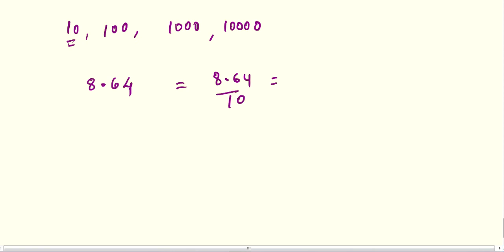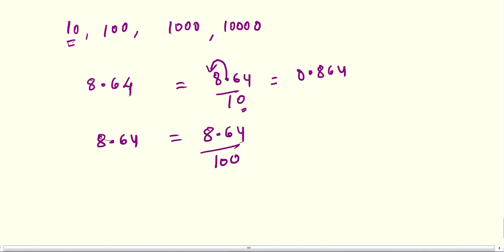We are dividing, so we have to move left side. So 10 is there, means one place only. So you will get 0.864. Then next we have to divide 8.64 by 100. Now after decimal you are having two places, and in denominator you are having two zeros. So this two places and this two zeros, total is 4.